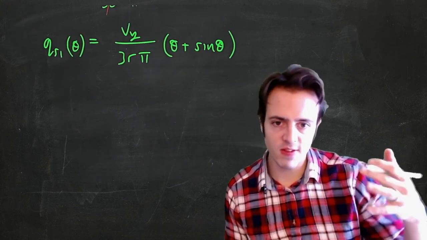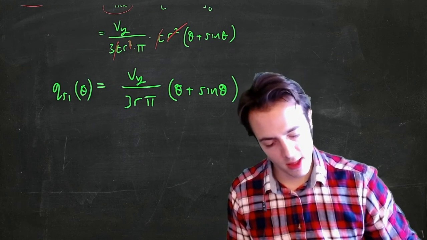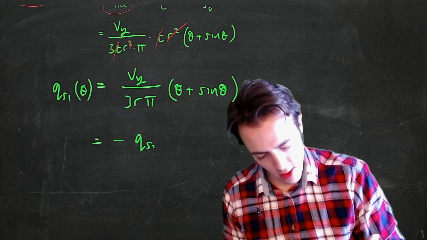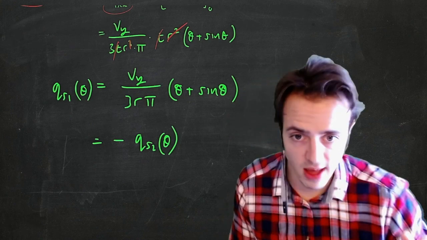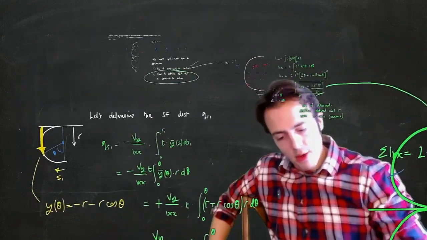Okay, and we can leave it as a function of theta because we're just going to integrate as a function of theta instead. So we've got this, and this is also therefore equal to minus QS2 as a function of theta on there. We'll leave that. Okay, so we've got our shear flow distribution for that lower semicircle.